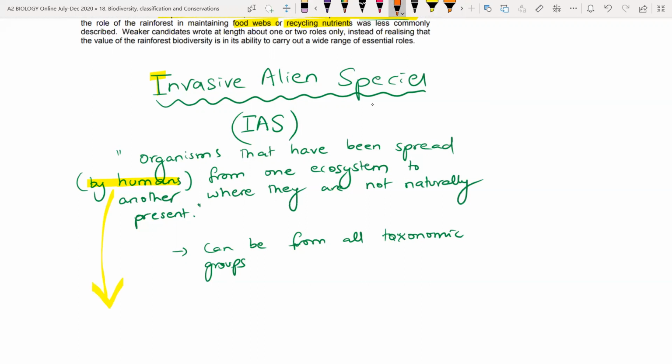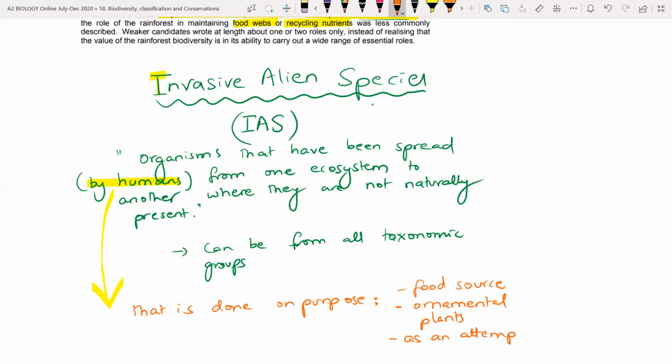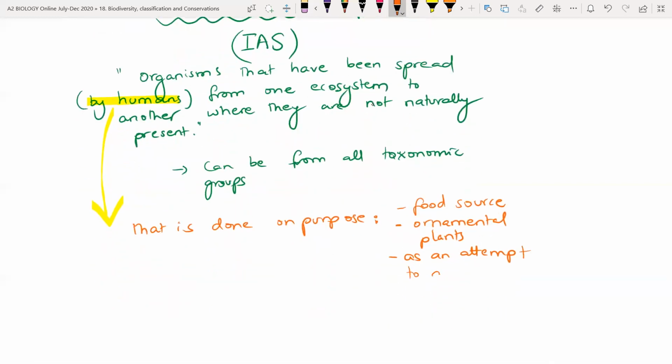Let me write this point down here separately. That is done on purpose. And what's the purpose? The purpose is usually maybe as a food source. ये उसको हमने include इसलिए किया है कि हमने उसको अपने food source के लिए use करना है, or it can be ornamental or an ornamental plant. कुछ लोगों को plants का काफी शौक होता है, ornamental plants, or it can be used as a biological control. They are introduced as an attempt to act as a biological control. ठीक हो गया? All right, good.